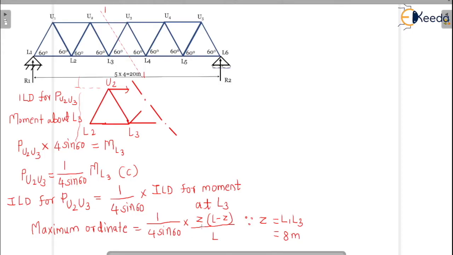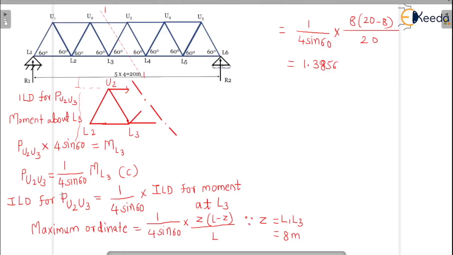When we substitute the values, we arrive at 1 by 4 sine 60 into 8 into (20 minus 8) divided by 20. So we will get 1.3856. We got the maximum ordinate as 1.3856. Now let us draw the influence line diagram for P of U2 U3.